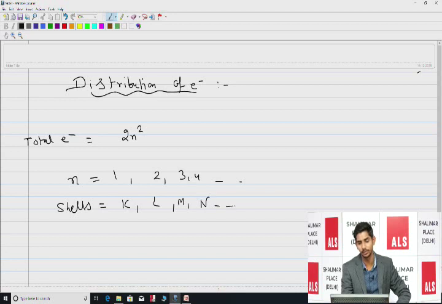And remember guys, you have to write the shells with the help of capital letters only. You cannot use the small letters, because small letters are used to represent the subshells that you will study in the higher classes.